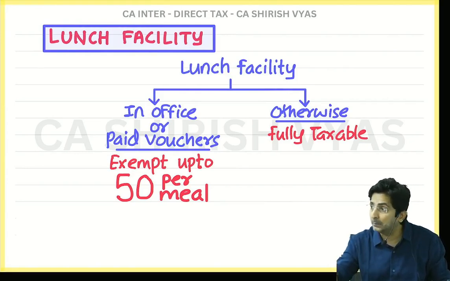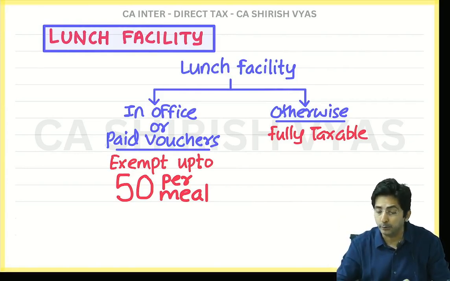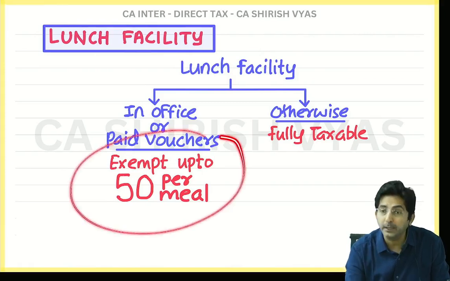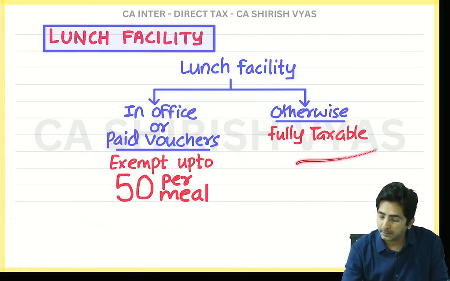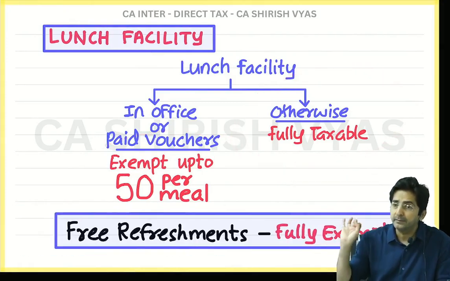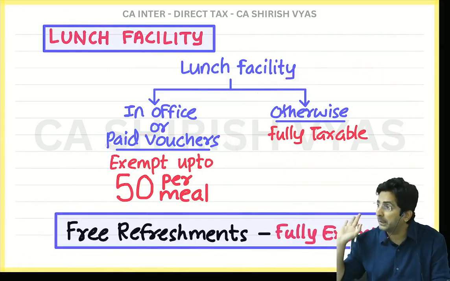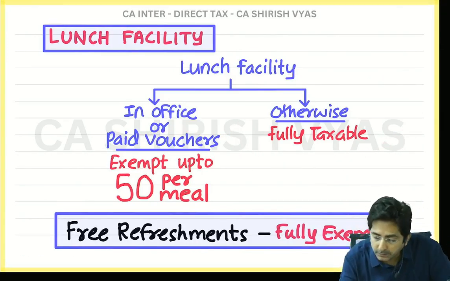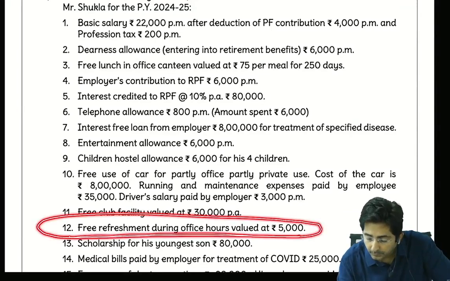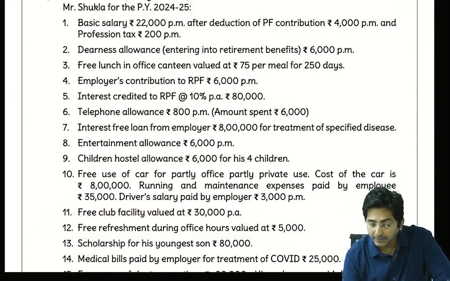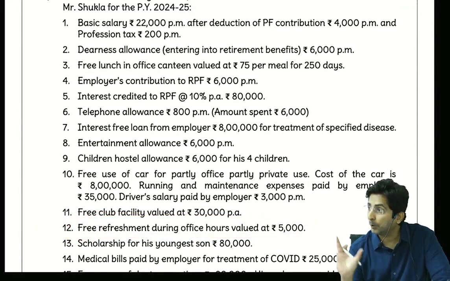What is taxable is lunch, and that also if it goes beyond 50 per meal. Otherwise, it is always taxable. So I have written here free refreshments is fully exempt. In the question they will write like this. Try this one. Fully exempt. Are you noticing they always write the word free for perquisites?